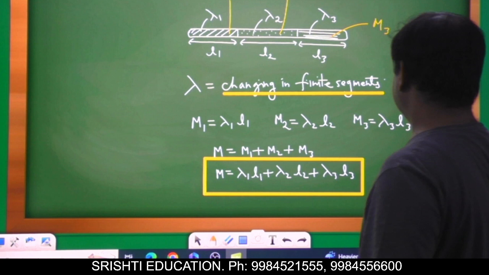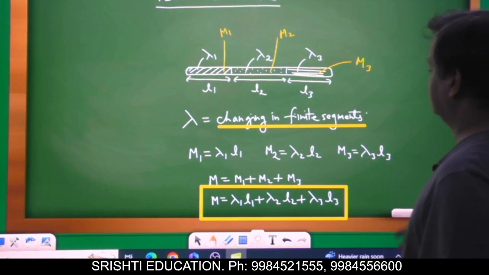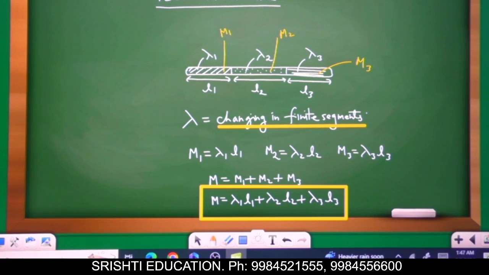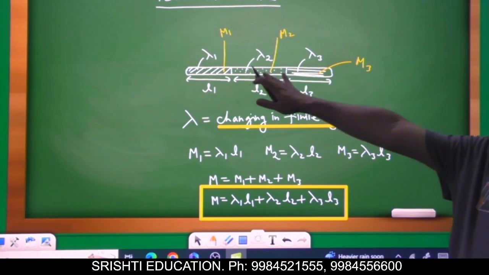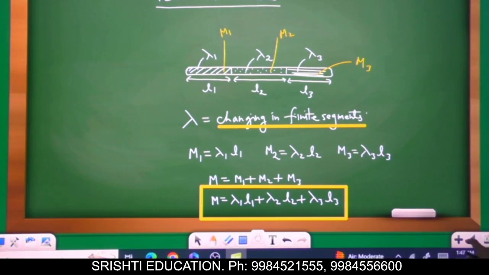Got it? So this is your second illustration. This is how you can find the mass of the individual segments and then add up all the 3 masses. Now let's see illustration 3.